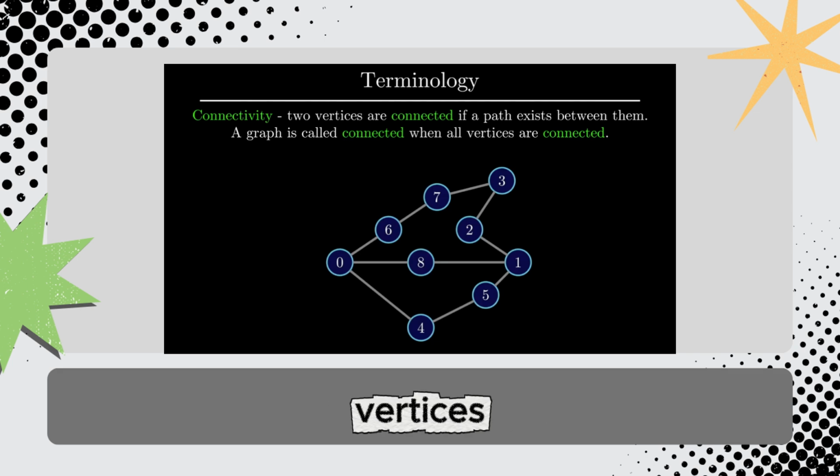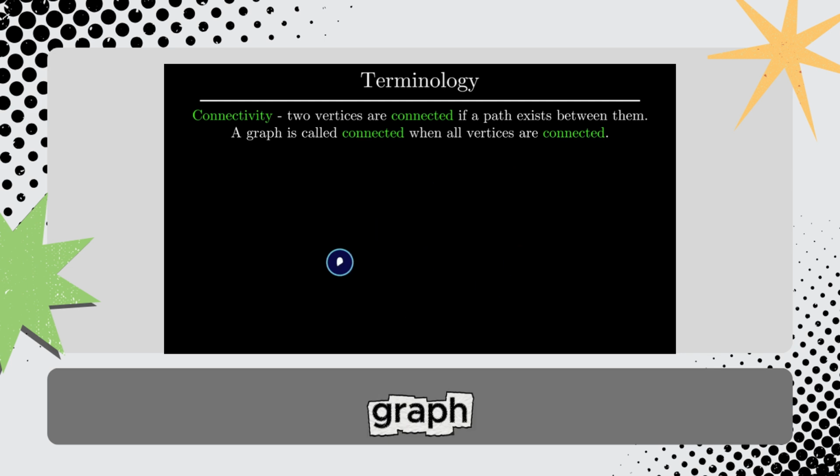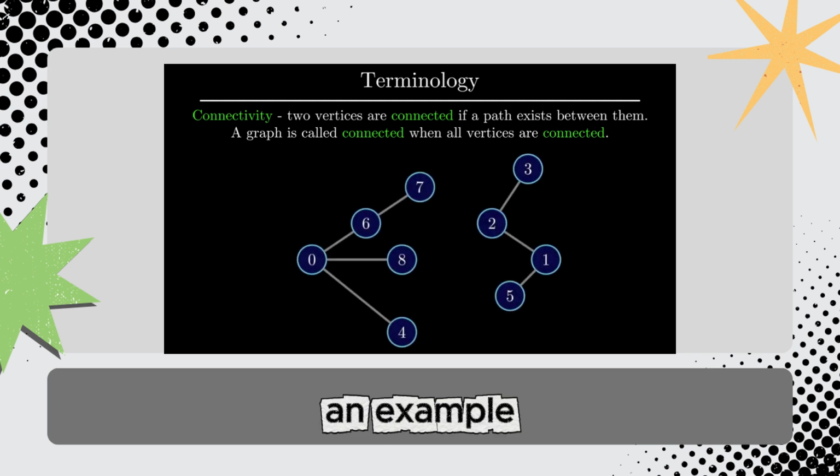This graph is an example of a connected graph since, if you pick any two vertices in the graph, we can identify a path between them. However, if we change up the graph a little bit, we now have an example of a graph that is not connected. Now it's easy to see that no path exists between several pairs of vertices.